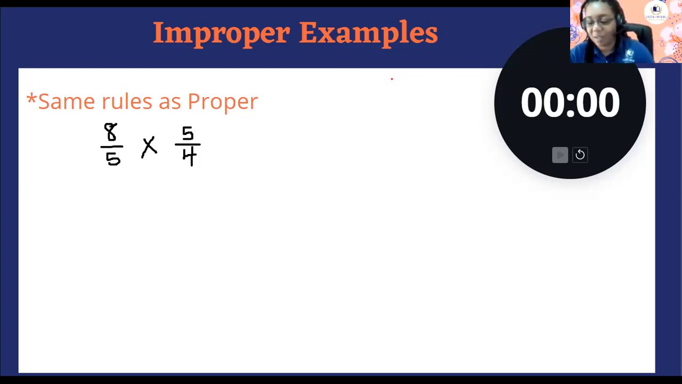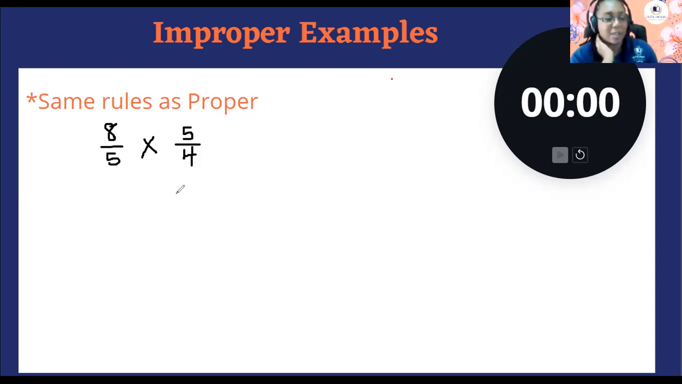All right, you can cancel using cross cancellation, or you can multiply across and then reduce from there, whichever one is more convenient. Because we are running out of time, I'm going to do the two methods only. So you all keep working. I'm going to do the two methods on the screen.